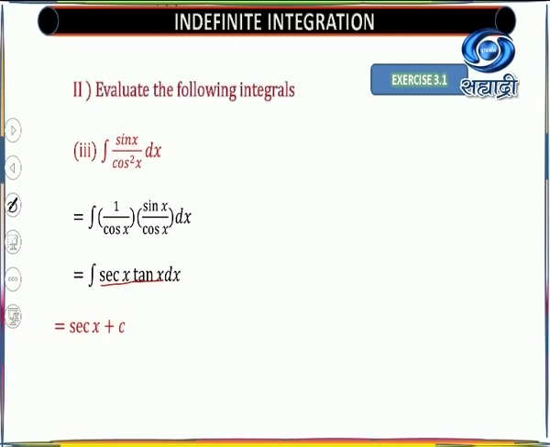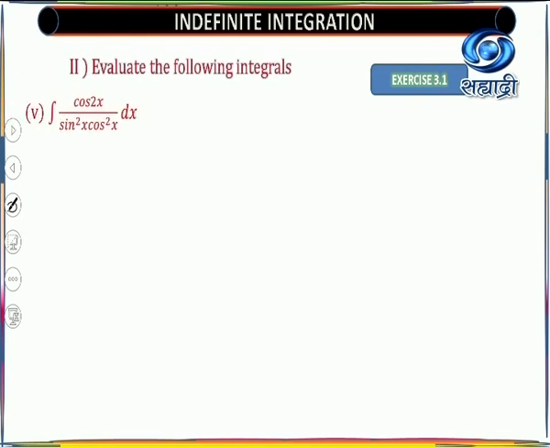So you will get immediately sec x plus constant of integration. Okay, so this way you are able to solve. That means you start thinking it's not a direct formula, but you have to use some trigonometry. You must use your trigonometric identities and the derivative part here to think about how to solve the problem.